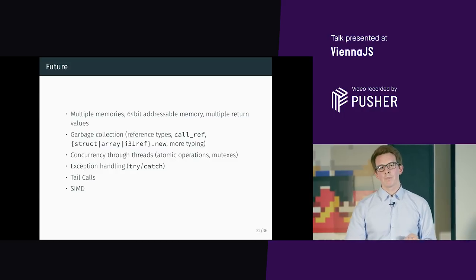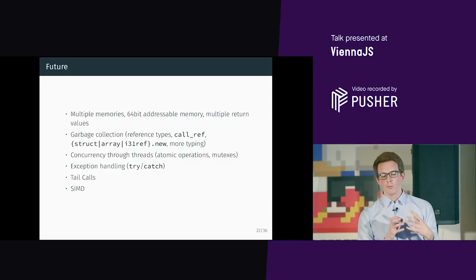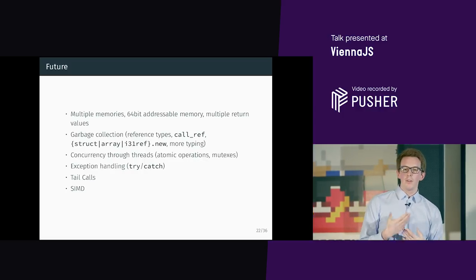So WebAssembly was released as an MVP. When it was released, the first version is very small, and it can compute, basically. It has this type system that I showed and the reduction that I showed and a very clear semantics. But there's other stuff that people want.